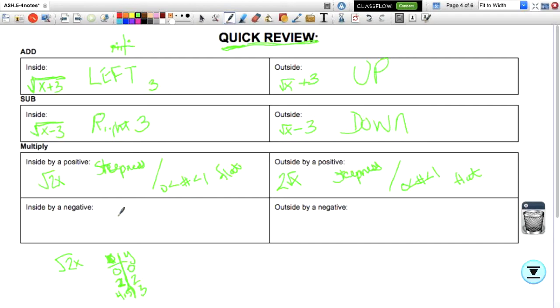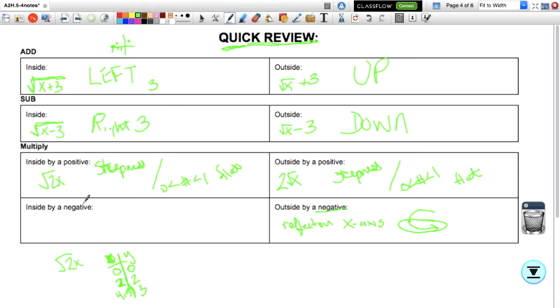So here's where we start having to think about it. If we are multiplying, we'll start with the outside. On the outside by a negative, this is going to be a reflection. And it specifically is going to be a reflection over the x-axis. So here, our normal graph looks like this, right? It's going to look like this. That's a reflection over the x.